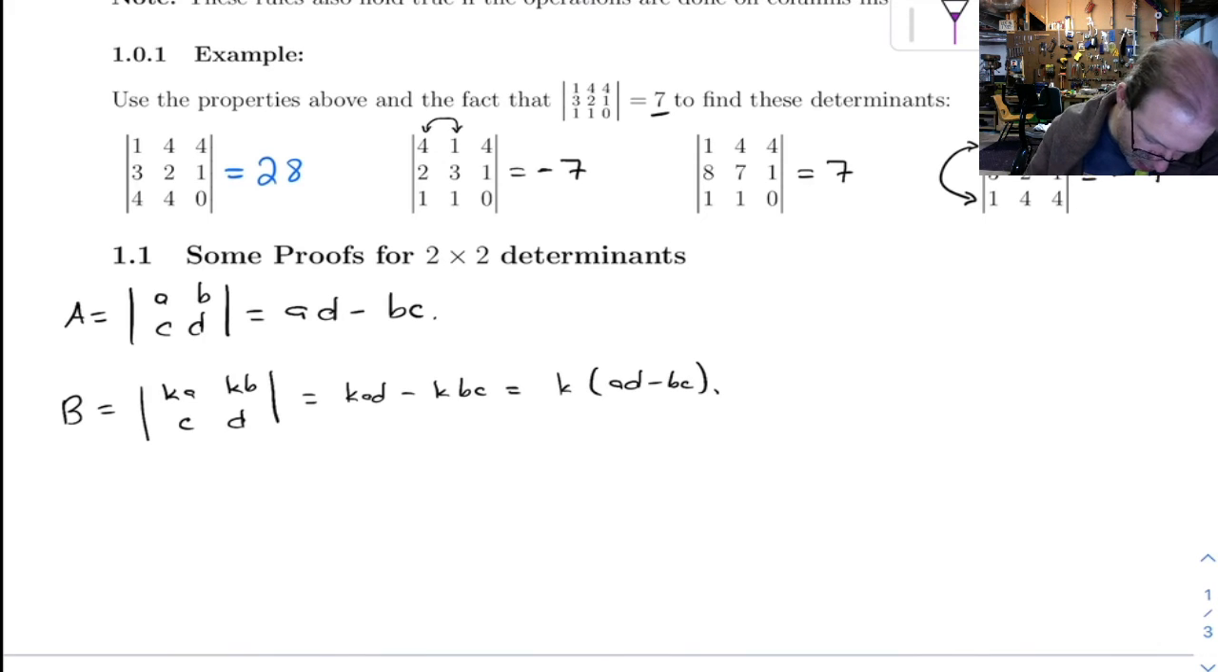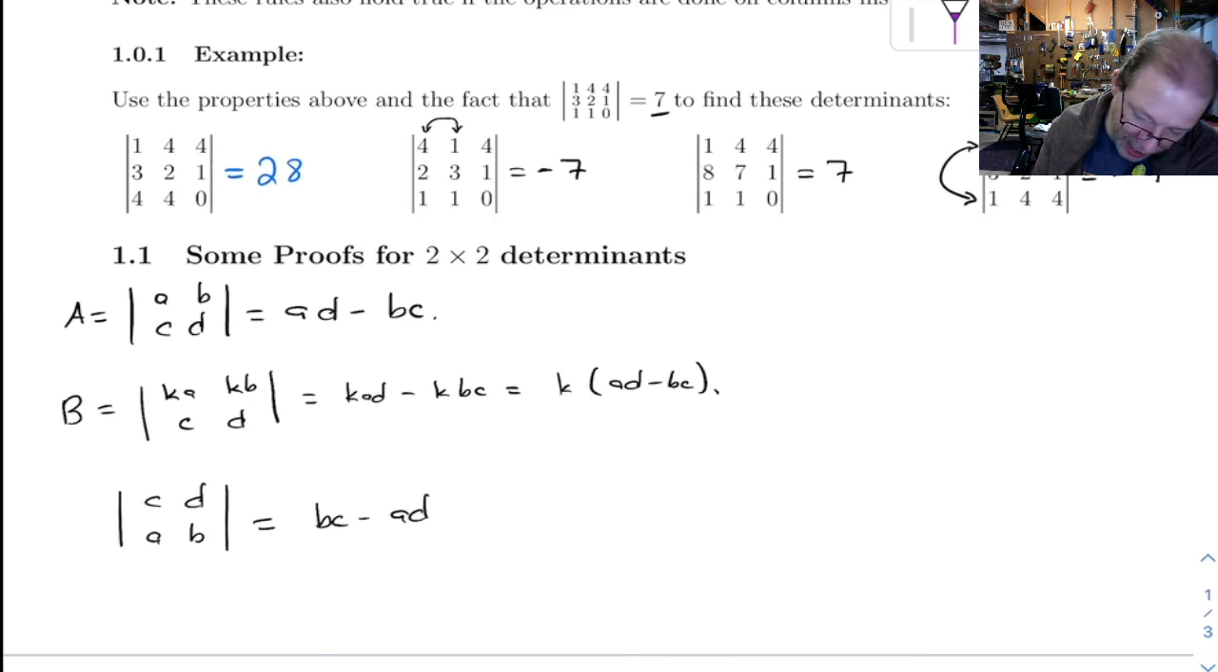All right. If we swapped two rows, in this case there are only two rows, but if we put C, D on top and A, B on bottom, if you take that determinant, you get BC minus AD, which of course is the negative of this guy up here.